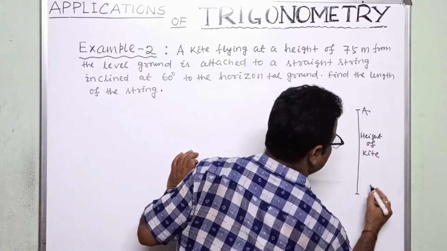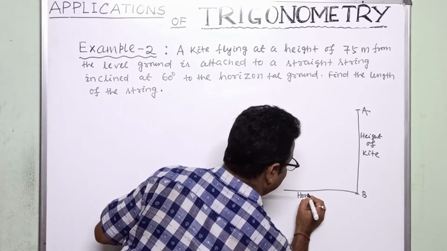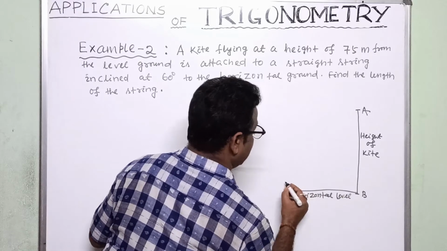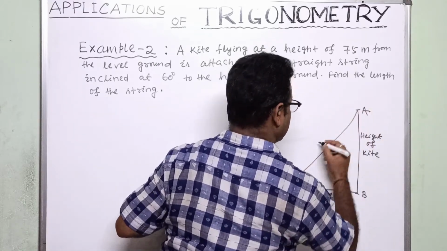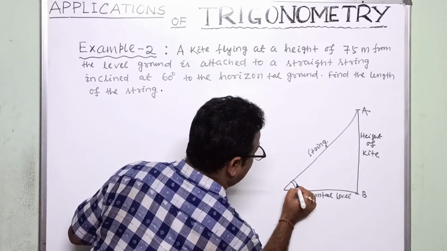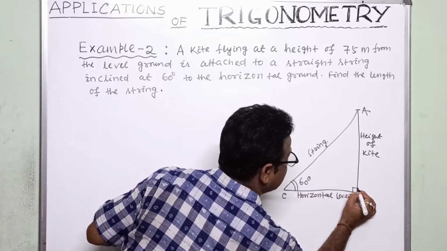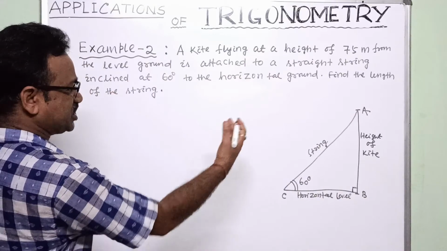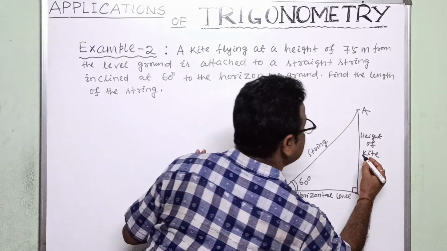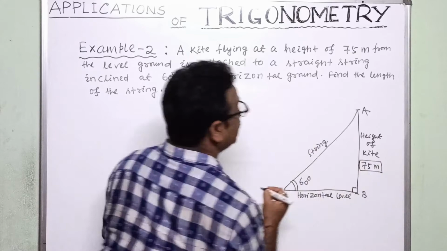Let this be A, this is your B. This is your horizontal level. Now this is your string. The angle formed here is 60 degree. So this is C, this is your 90 degree. So this is the diagram. Here we have to find out the length of the string. What is the height of the kite given? 75 meter. This is given here, 75 meter.